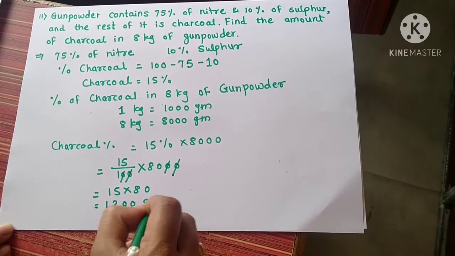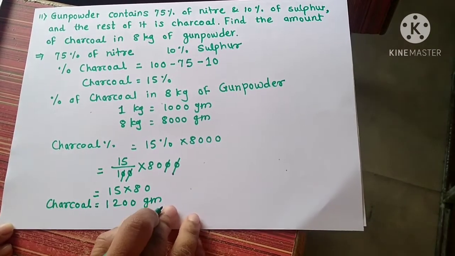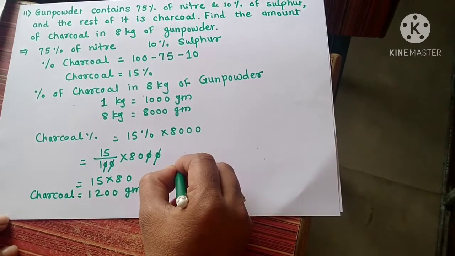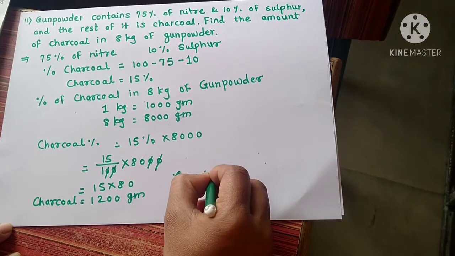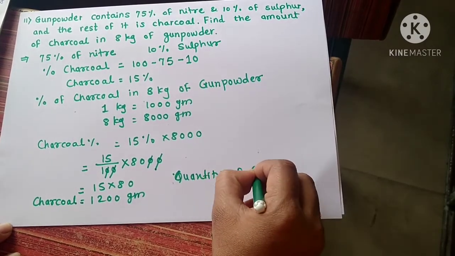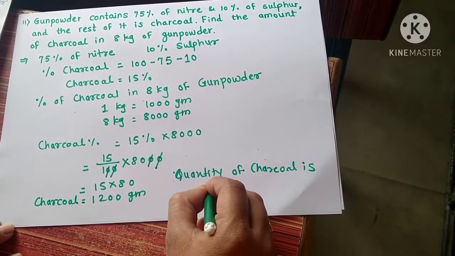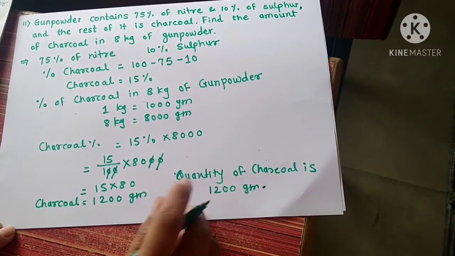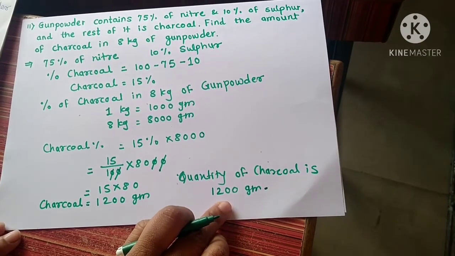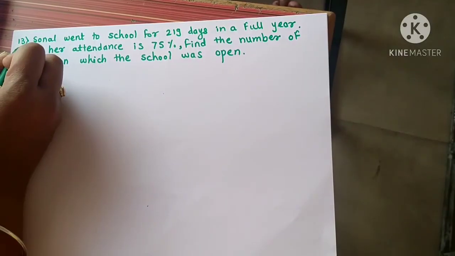1200 gram of charcoal. So the quantity of charcoal is 1200 gram in 8 kg of gunpowder. That is the answer.